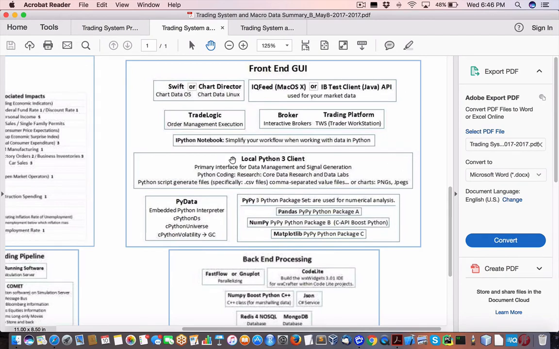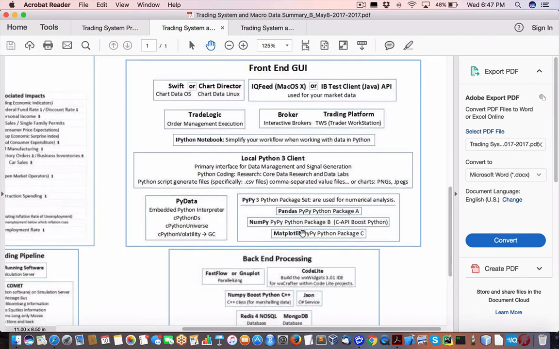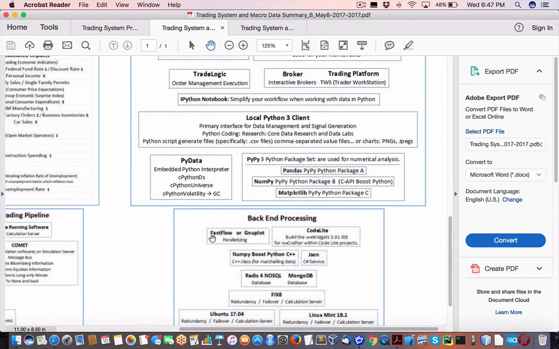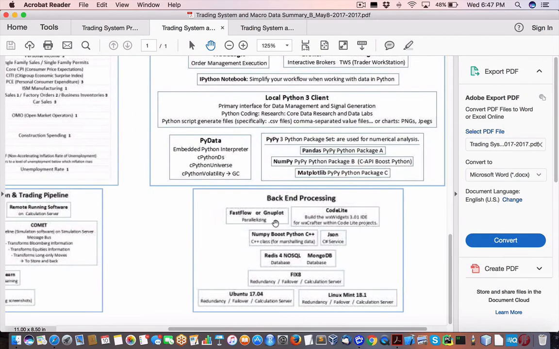So that's pretty well very generic. PyData. I haven't really gotten into this, but he sounds like he's farther ahead than I am, so maybe you could talk about that. PyPy3 package set for numerical analysts. I use pandas, I use NumPy, and I also use Matplotlib, without a doubt there. He's also trying to integrate it with C, C++, which is fine.